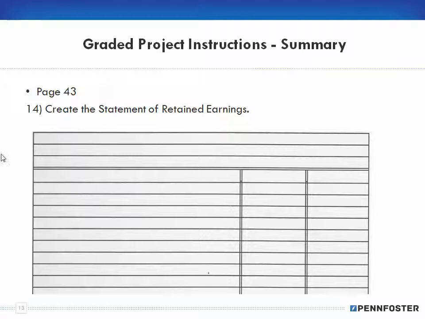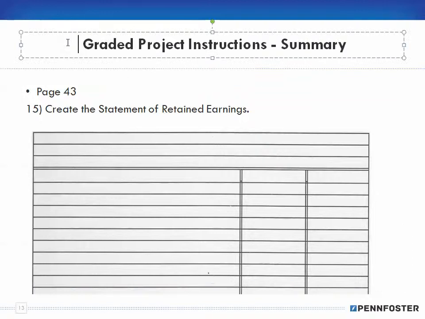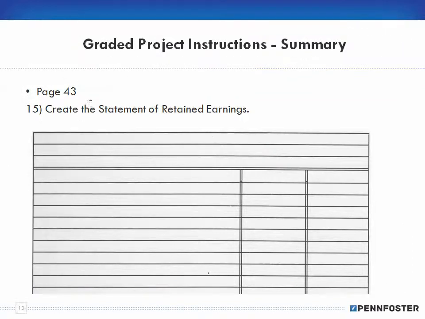So on page 43, it tells us to, and that should have been number 15 right there. I'm sorry about that. On page 43, it says create the statement of retained earnings. And I hope you've noticed that we're still using the same exact form, whether it was for the income statement, the balance sheet, or the statement of retained earnings, or even for our trial balances.